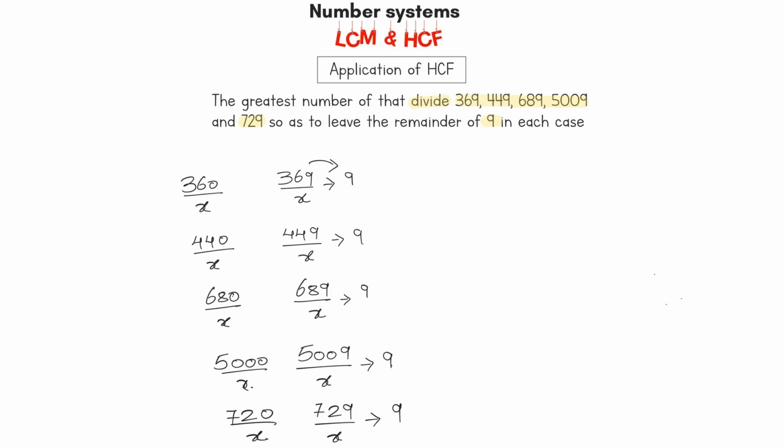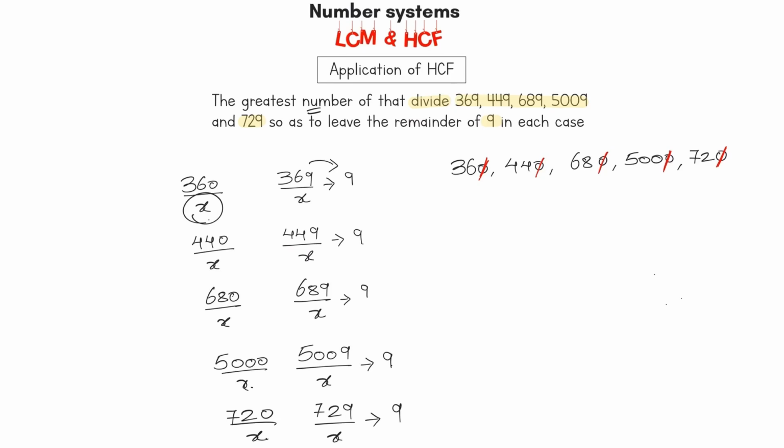So now I need one number which is the HCF of all these, because I need the greatest number. So I need the HCF of 360, 440, 680, 5000 and 720. I just need to find this out. What will I do here? Take out a 0 from all of them, because that will make my job easier. Right now I need the HCF of 36, 44, 68, 500 and 72. Okay, how will I go ahead to solve this?